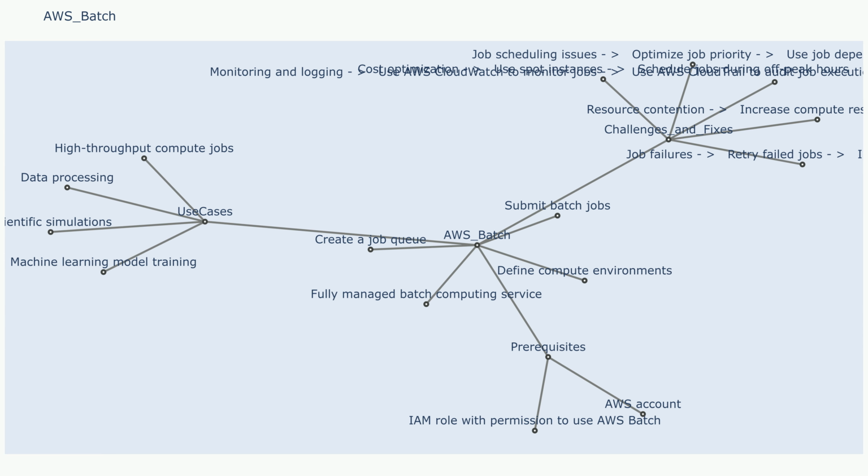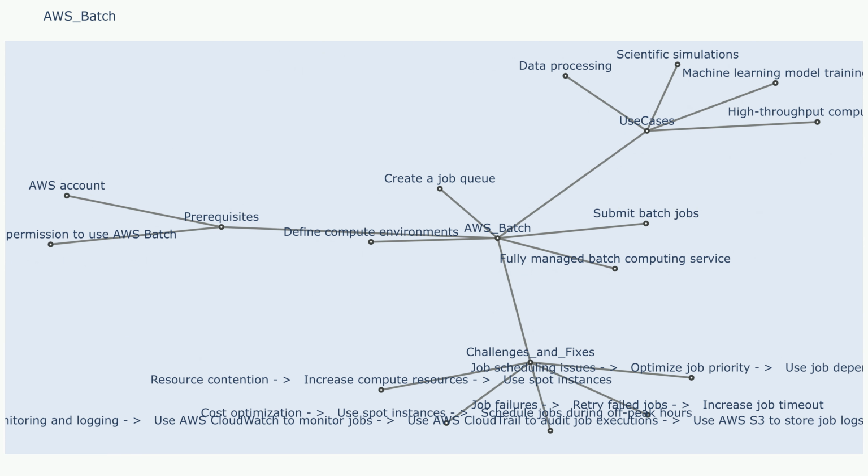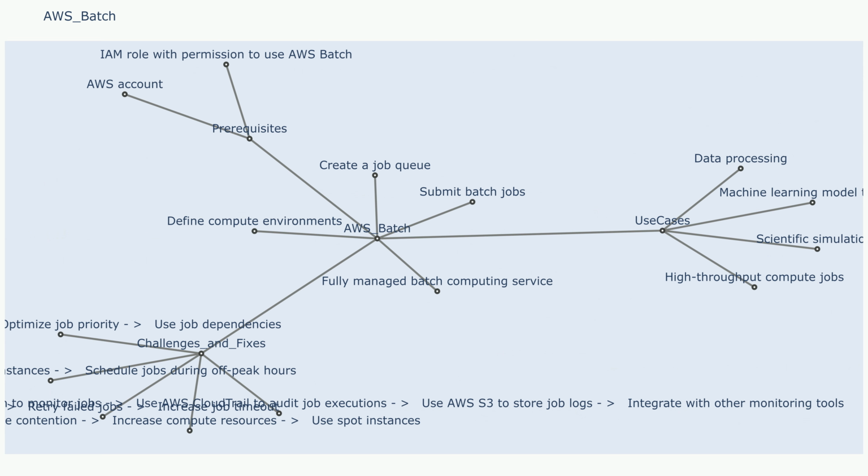Resource contention. Increase compute resources. Scale up the compute environment by adding more instances. Increase the number of vCPUs and memory allocated to the job. Use a larger instance type for the compute environment.